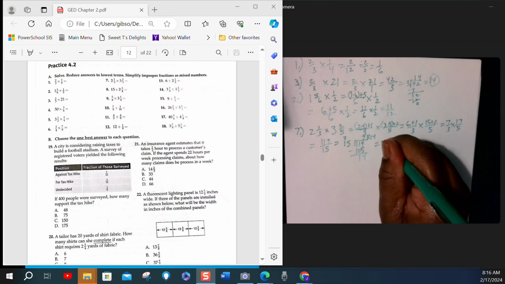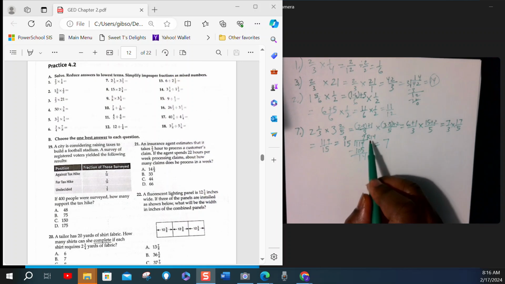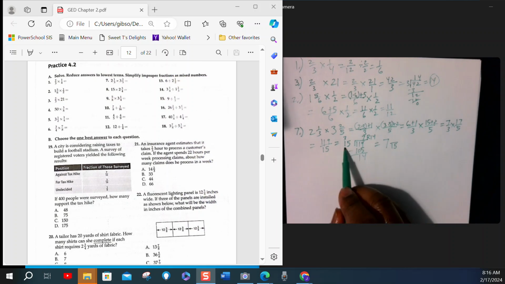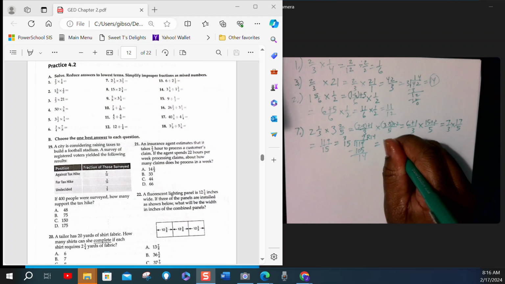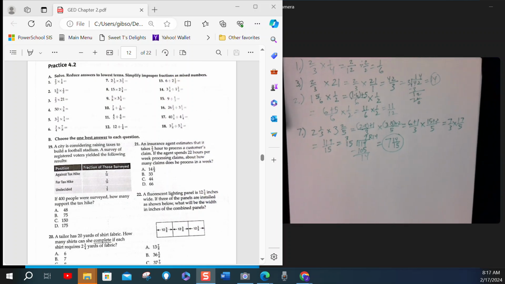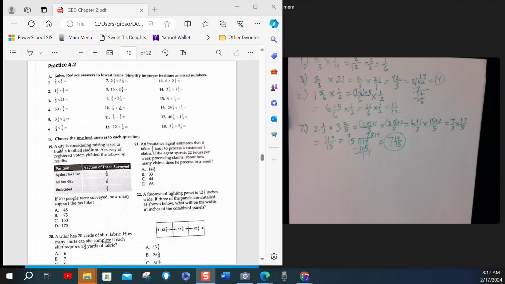So our final answer, we have our whole number 7, the number before the remainder. Our denominator would stay 15. And then our remainder is our new numerator. And that is our final answer for number 7. Okay, next, we're going to do division next. Let's go with problem number 10.